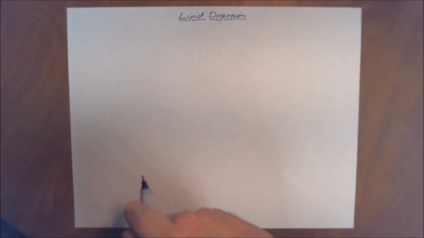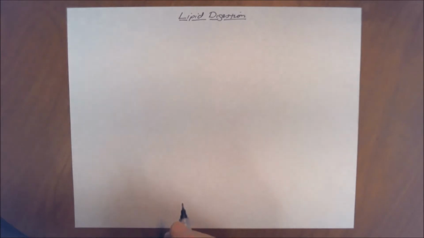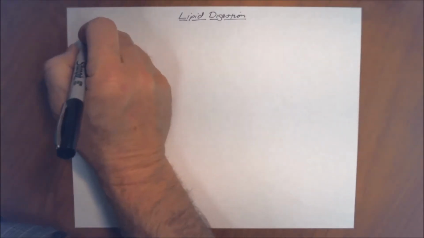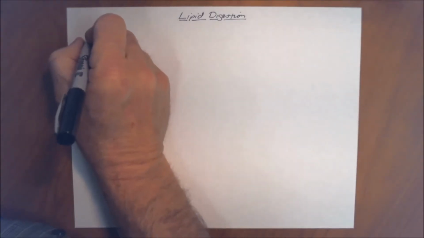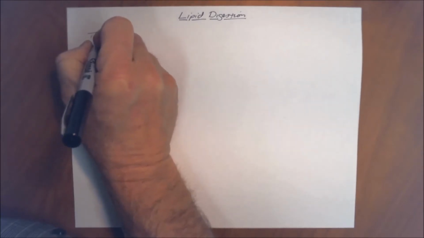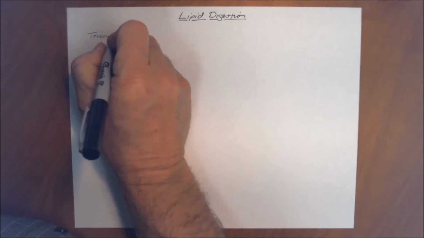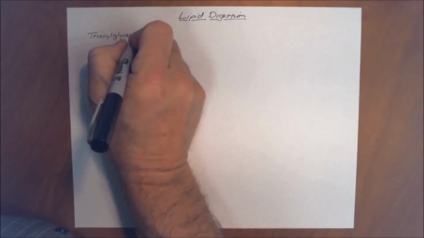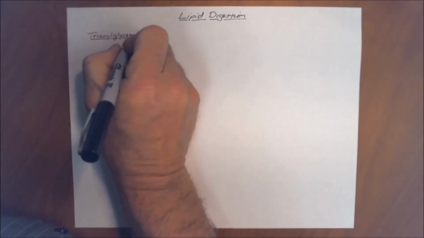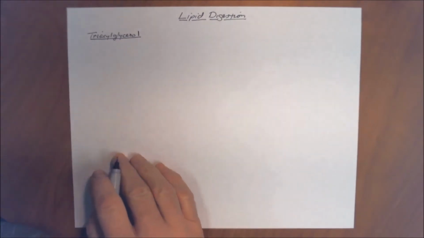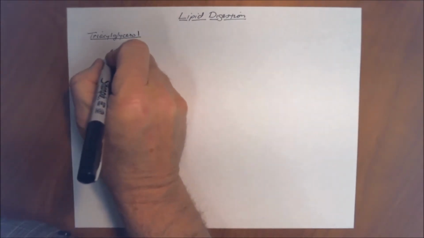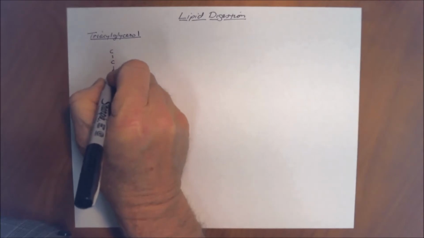We have four major types of lipids in our diets. Let's take a look at properties of each one and how they are digested. The first one, which is the most abundant, are triacylglycerols. Triacylglycerols have a unique property of being very hydrophobic.